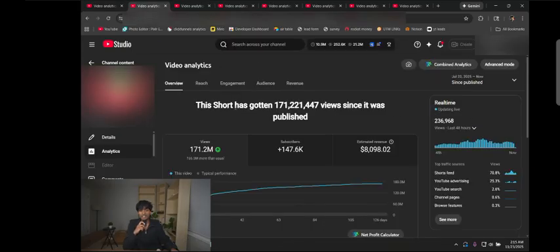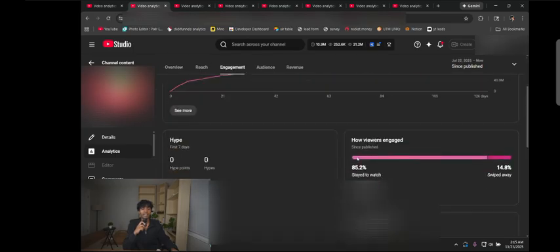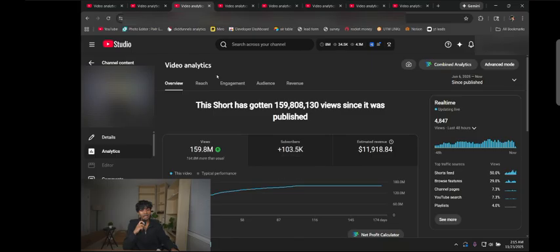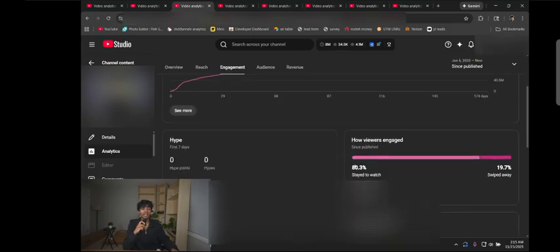For the 171 million view video, we had a 85.2% swipe ratio. And for the 159 million view video, we had a 80.3% swipe ratio. Now, really, the ideal swipe ratio we want to have is 81.1%. We're going to explain why this video went viral and all the other videos did as well, and how you can utilize this and systematize it so you can get good swipe ratios every single time on every single short you upload to get you more views and make you more money.